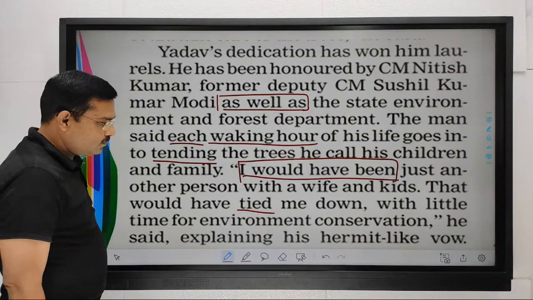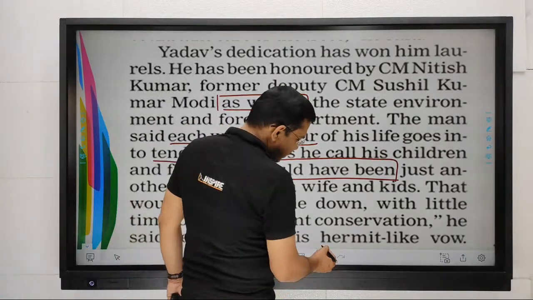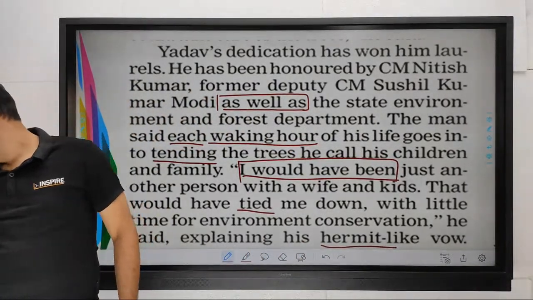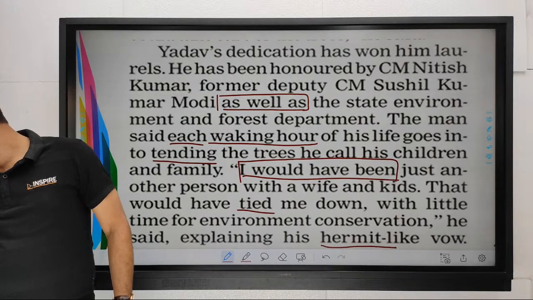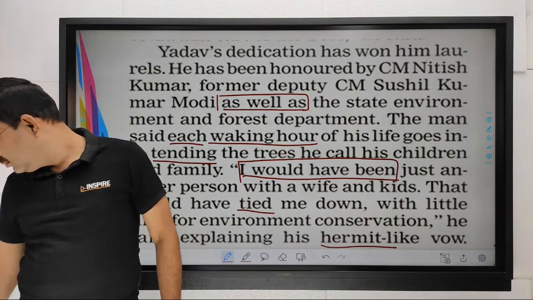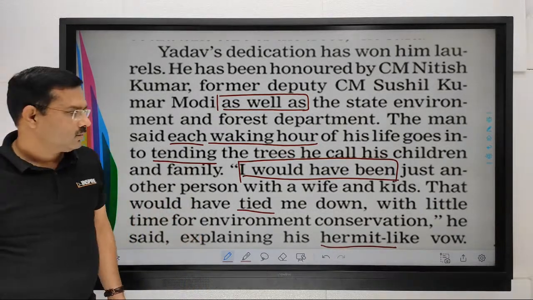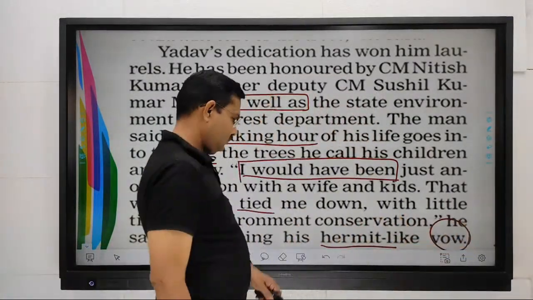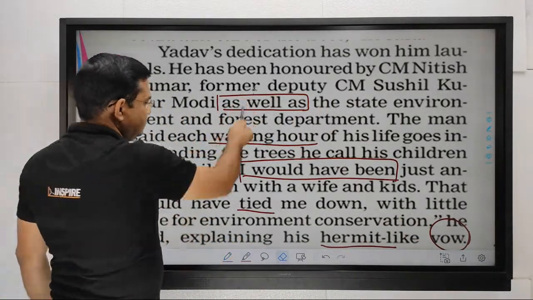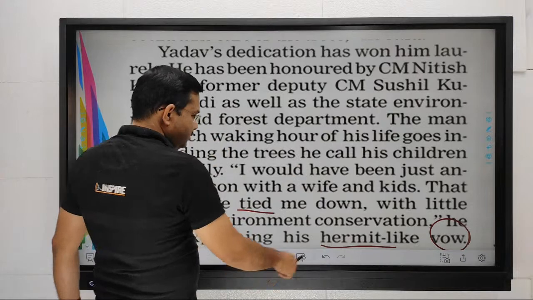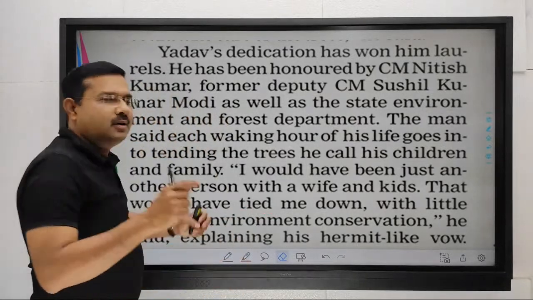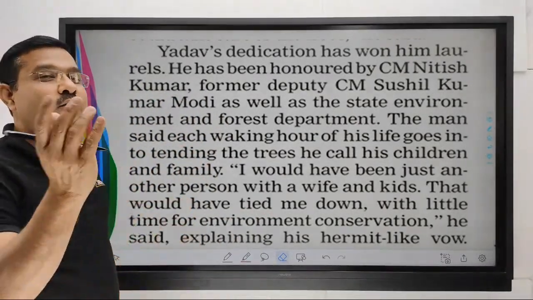He said, explaining his hermit-like vow. Hermit-like vow, that is oath. I read for you to try to learn a number of things. See, we are learning words which are related to the particular scene or scenario, or used in the sentence.